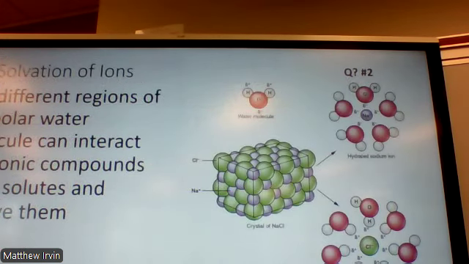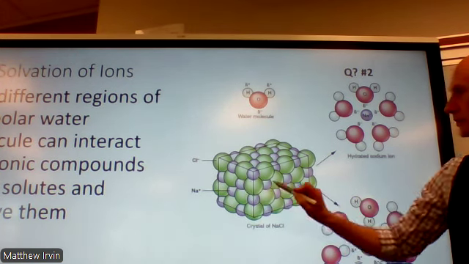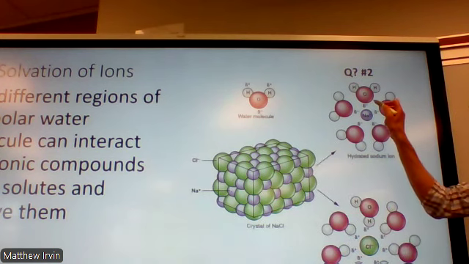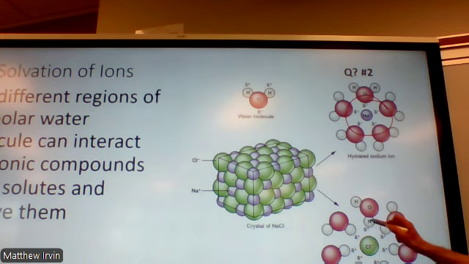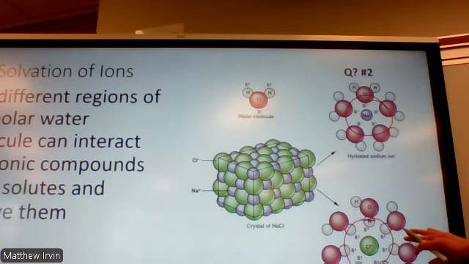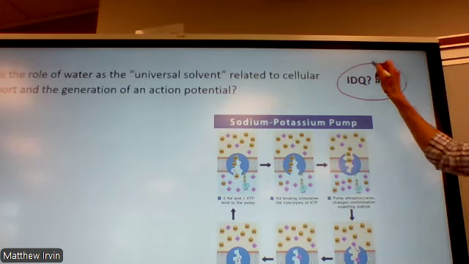So what we see here, we've got an ionic compound. This is salt, sodium ions, chlorine ions, and we see the negative oxygens are surrounding the positive sodium. The positive hydrogens surround the chlorine, which is negative, and that separates them. That is the process of solvation, and that makes those readily available for cells to use, particularly in-depth question number 6.